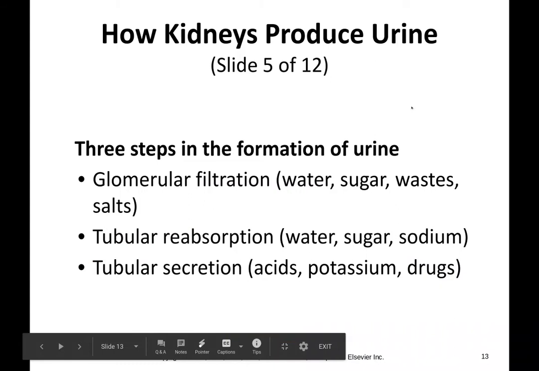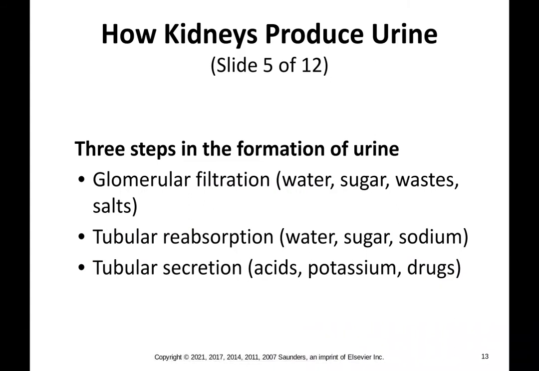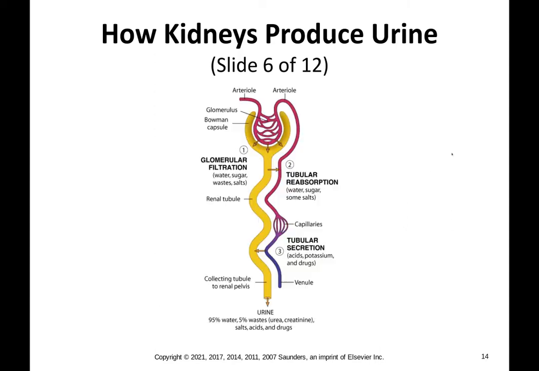So the 3 steps in the formation of urine, which is glomerular filtration, which we just looked at, pulling out the water, sugar, wastes, and salts. Then the tubular reabsorption, reabsorbing the water, sugar, and sodium. And the tubular secretion, getting rid of the acids, potassium, and any drugs or other substances.